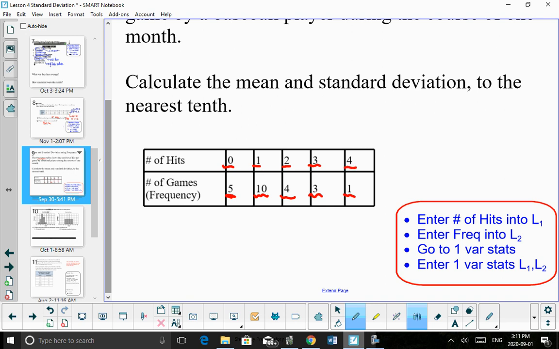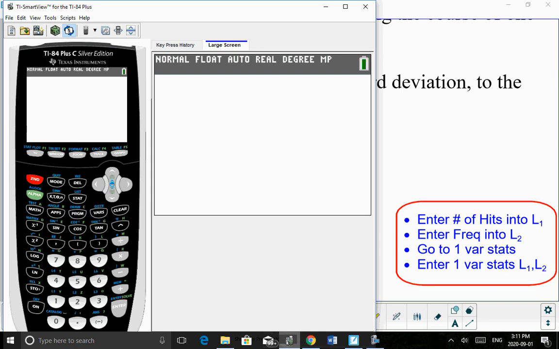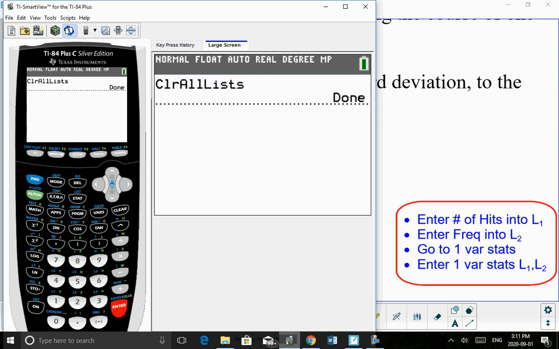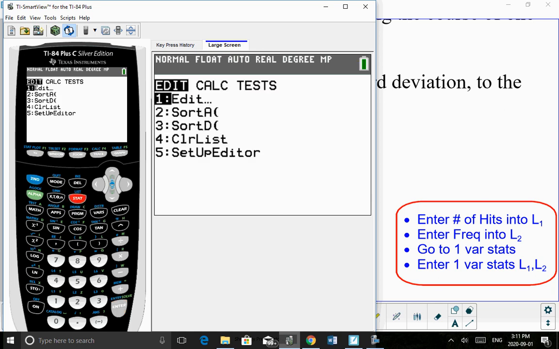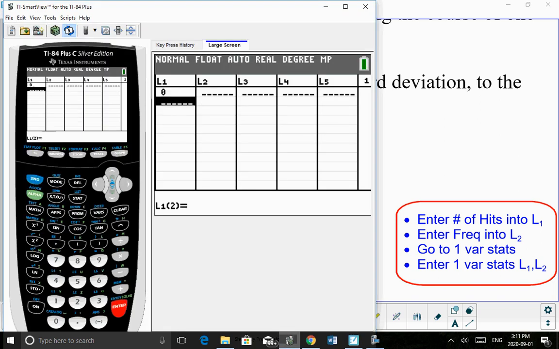Okay, so what we're going to do is use list 1 and list 2. This is how this is going to work. First thing I want you to do is clear your lists. So we're going to go second plus sign, pick number 4, and hit enter. Okay, so that's now done. Now go to stat, pick number 1, and under list 1, we're going to go 0, 1, 2, 3, 4.